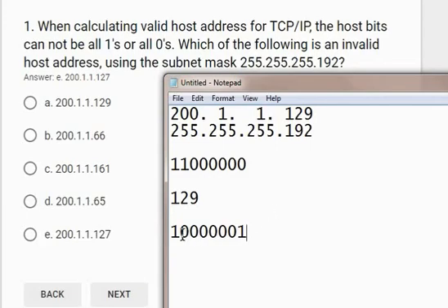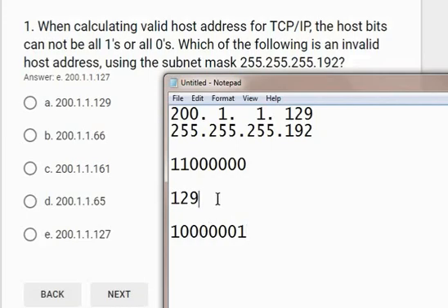Now in this case, based on our subnet mask, the host bits are the last 6 bits. So the last 6 bits here are 5 zeros and a 1. So it's not all zeros and it's not all ones. Therefore, it would be a valid address. So that means A is not the correct answer. So if we look at B, B is 66.